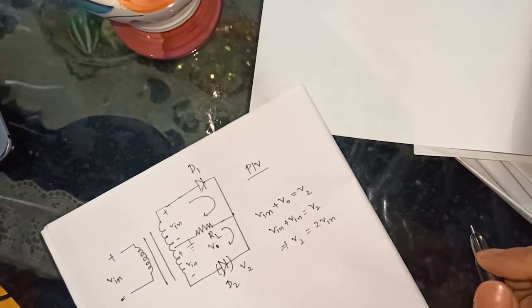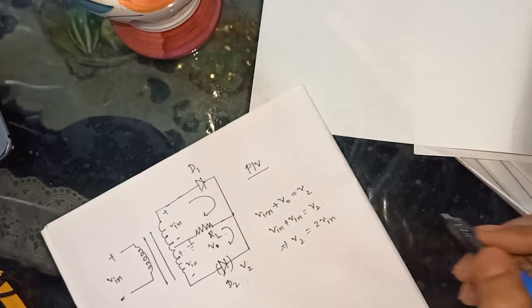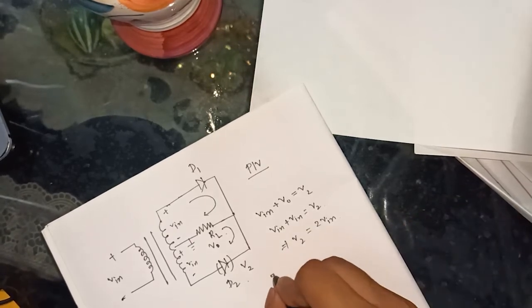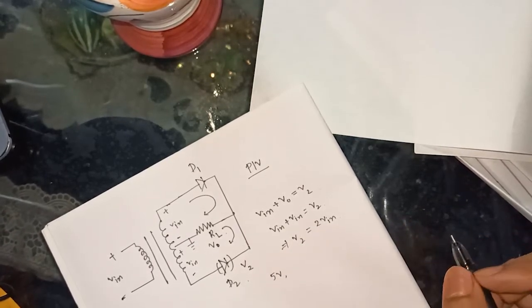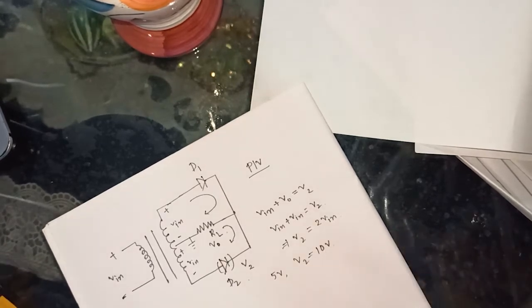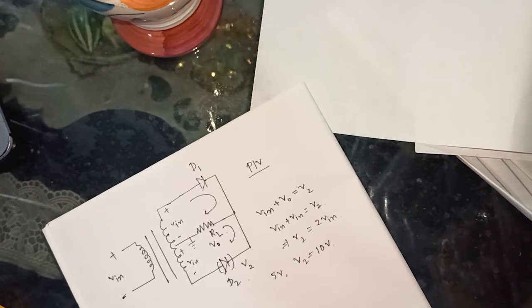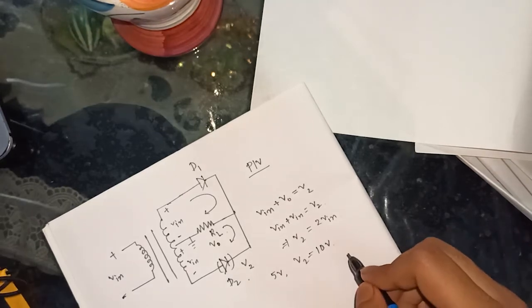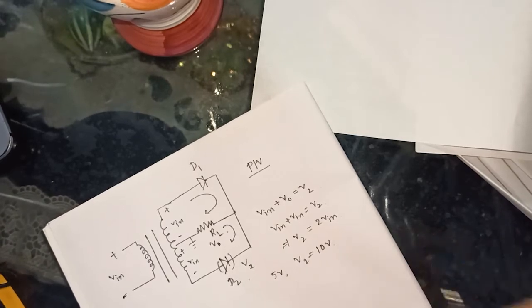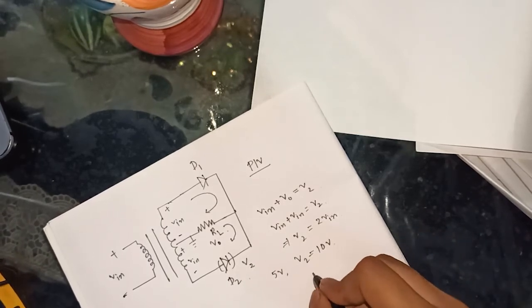So if we consider the input voltage as 5 volt, the V2 will be 10 volt. So the peak inverse voltage rating for this diode has to be more than 10 volt.